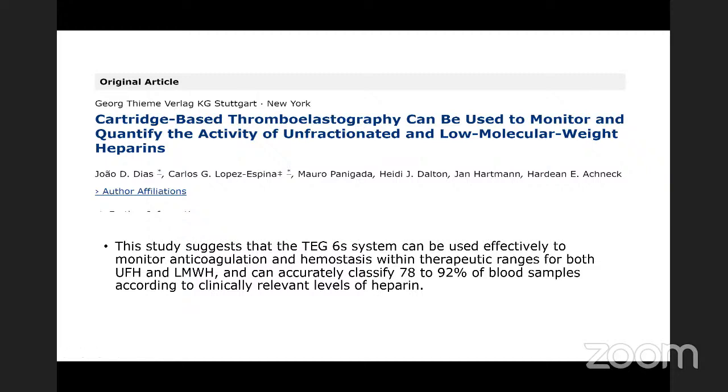These are other studies done by Dias et al., in which cartridge-based thromboelastography can be used to monitor and quantify the activity of unfractionated and low molecular weight heparins. The study suggests that the TEG6 system can be used effectively to monitor anticoagulation and hemostasis within the therapeutic ranges for both unfractionated heparin and low molecular weight heparin, and can accurately classify 78 to 92% of blood samples according to clinically relevant levels of heparin.